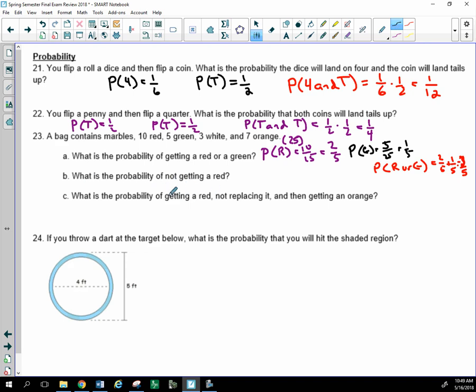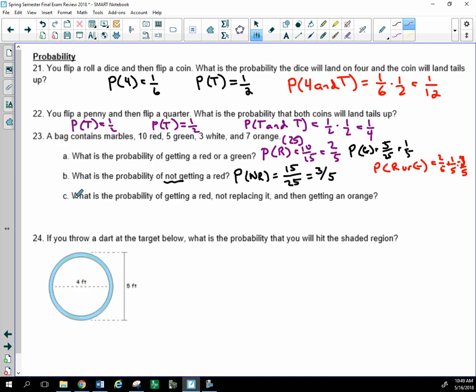All right, so the next one we're finding the probability of not red. Well, how many are there that are not red? There are 5 green, 3 white, 7 orange, so that makes 15 of them. So the probability of not red, there are 15 that are not red out of a total of 25, so I would reduce that to 3/5. And again, that would be a very high probability of that happening because there are more not red than red.